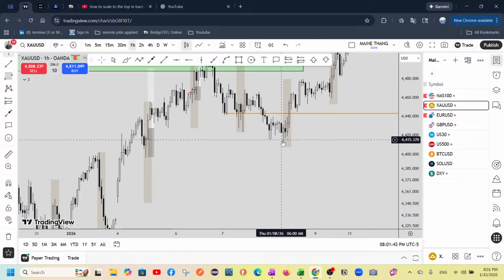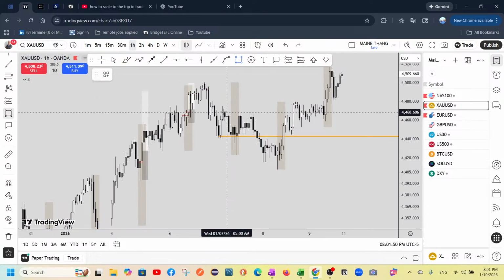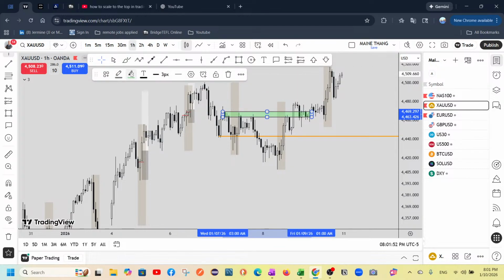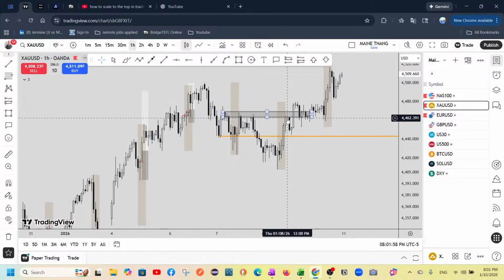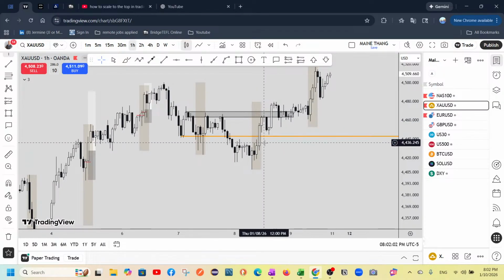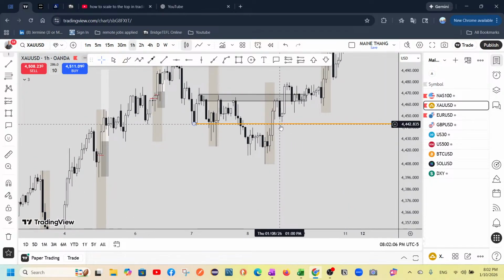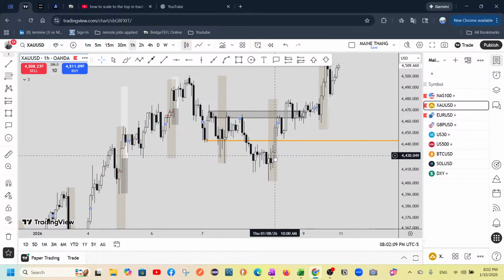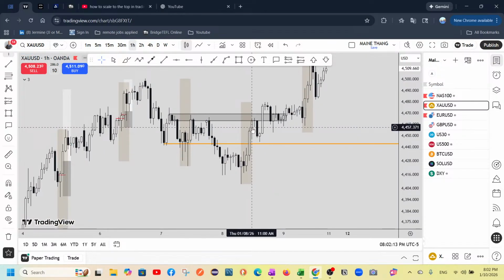It made this indication lower. And then the correction, I wanted to see if this resistance was going to hold, because if it was going to hold, and price started to show breaker structure to the downside, then we can confidently take a sell. But the higher time frame is still bullish, so this was a no trade day.